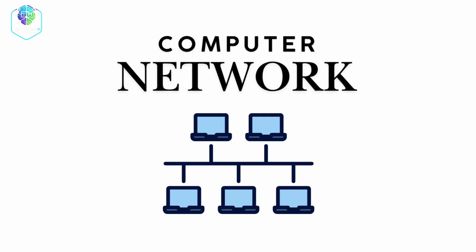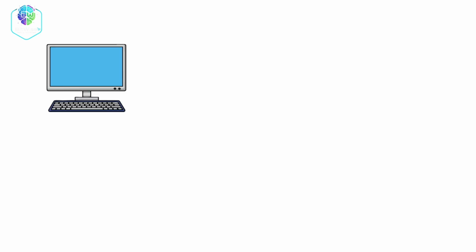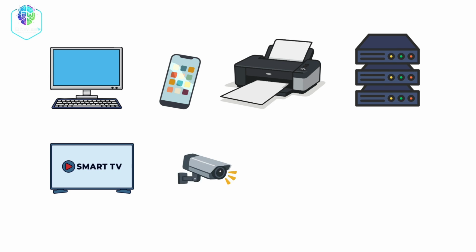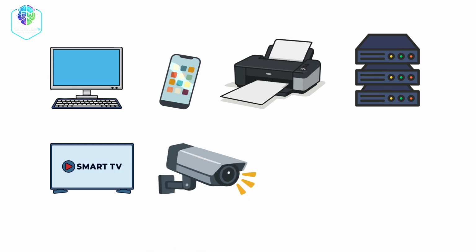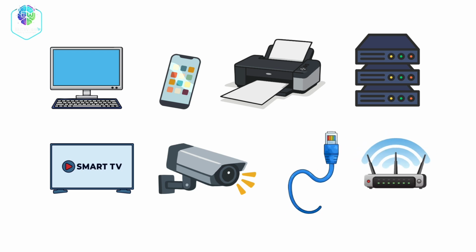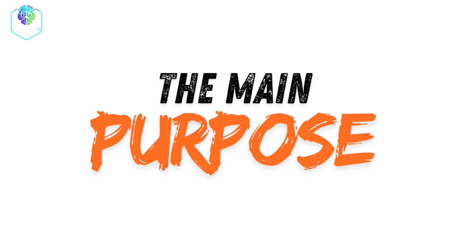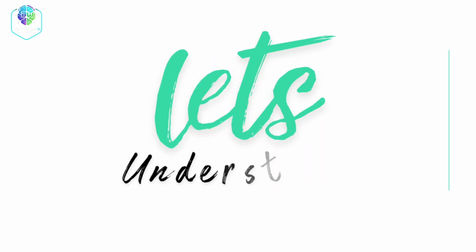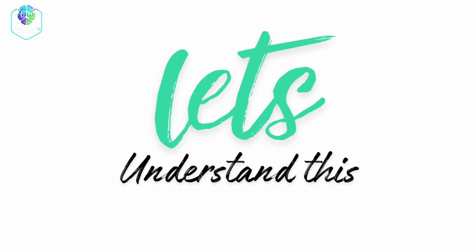information and resources. These devices can include computers, mobile phones, printers, servers, smart TVs, security cameras, and many other digital devices. The connection between these devices can be wired using cables or wireless using Wi-Fi signals. The main purpose of networking is communication and resource sharing. Let us understand this with some simple real-life examples.